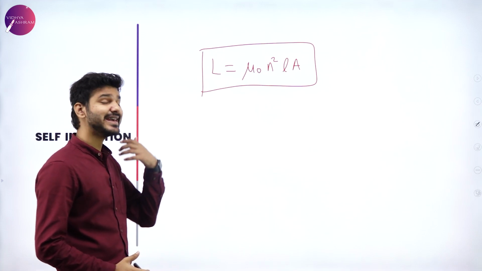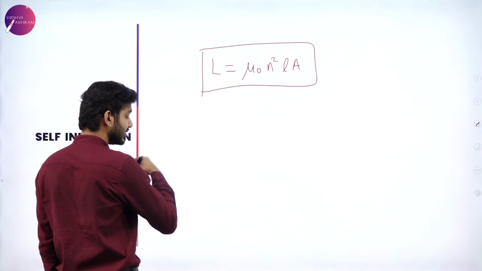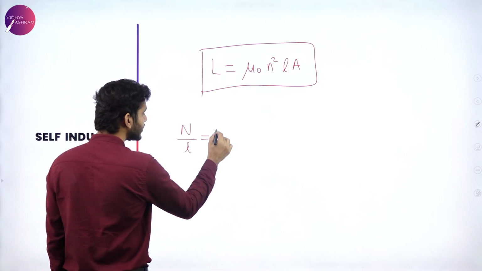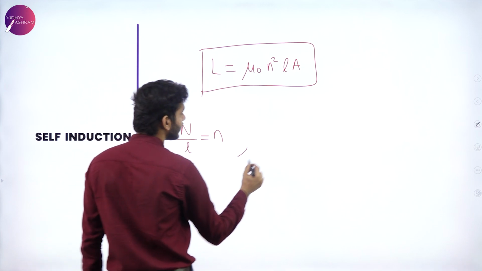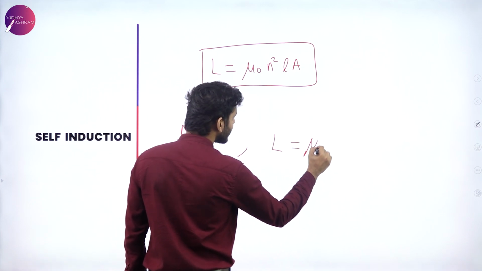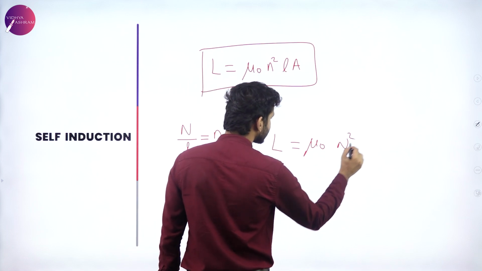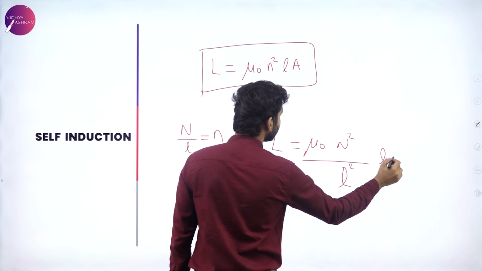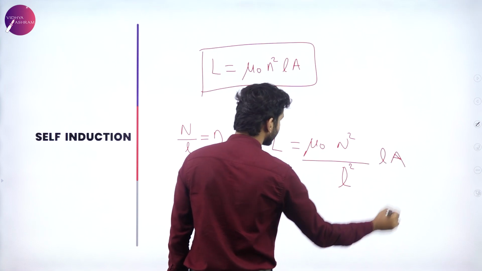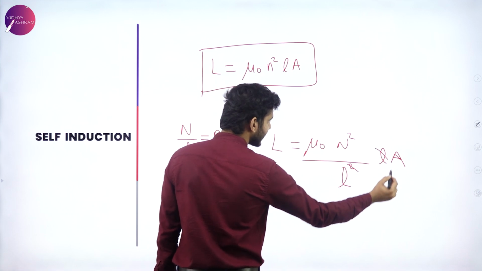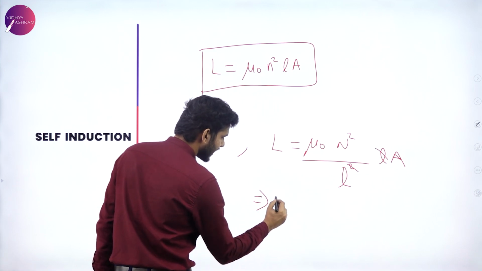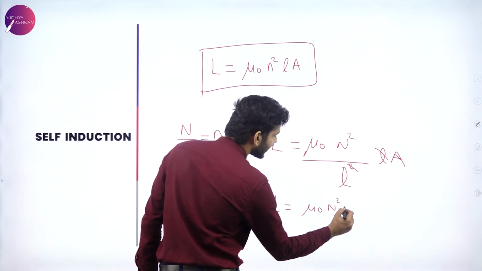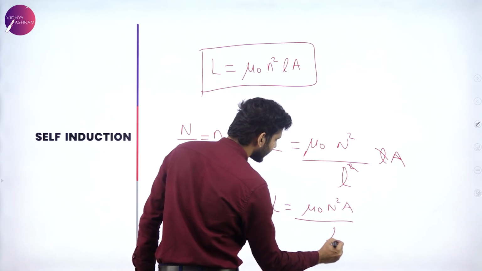We can also write it in another way, in order to do numericals also. We know that N by l is equal to n. So using this relation, we can also write it as L is equal to mu naught N square divided by l square into l into A. So we can say that l square and l cancel out. We can say that L is equal to mu naught N square A divided by l.